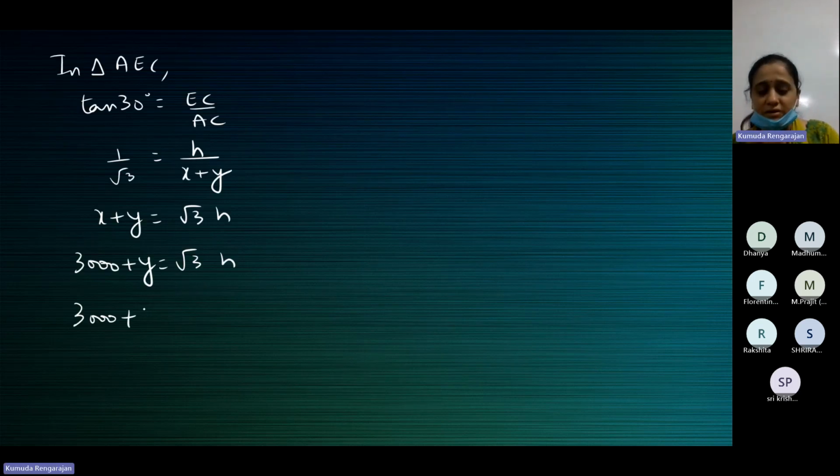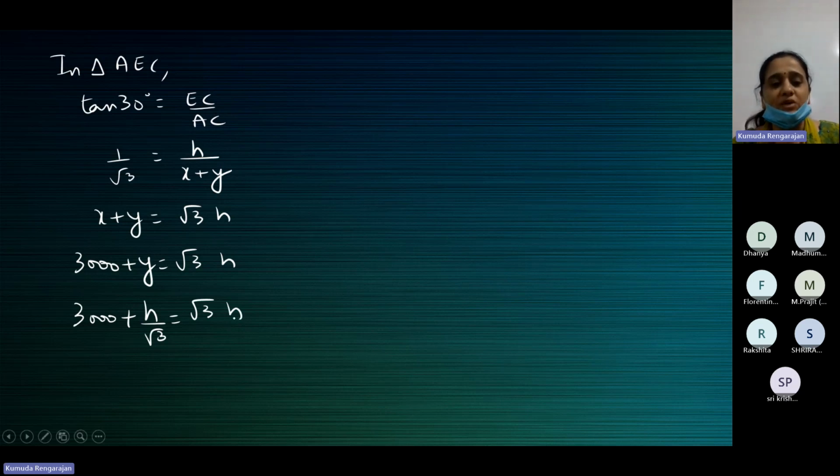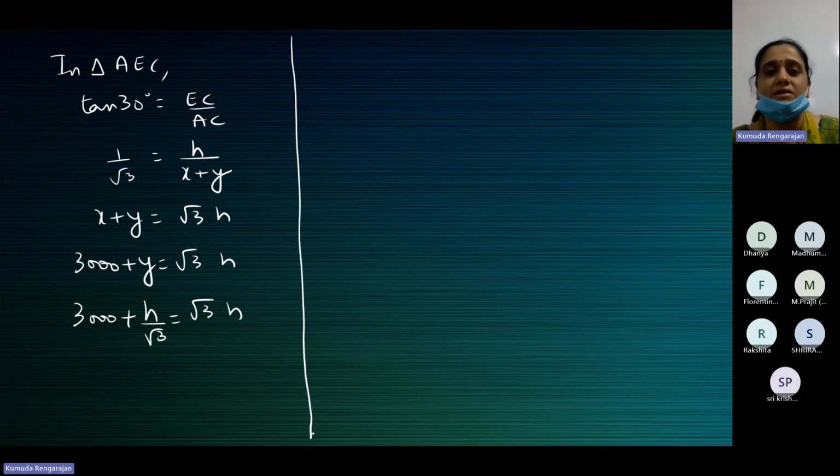So now this is h by root 3. By root 3 is equal to root 3h. See now, in this equation, you have only h and you want to find h only. So you can comfortably solve this equation and find the value of h. When you have one equation and 2 unknowns, you cannot find anything. In one equation, if you have h and y, you cannot find anything. That's why we removed y and we wrote that as h by root 3. So now in this equation, we have only one unknown, that is h. So we can easily solve this and find h.